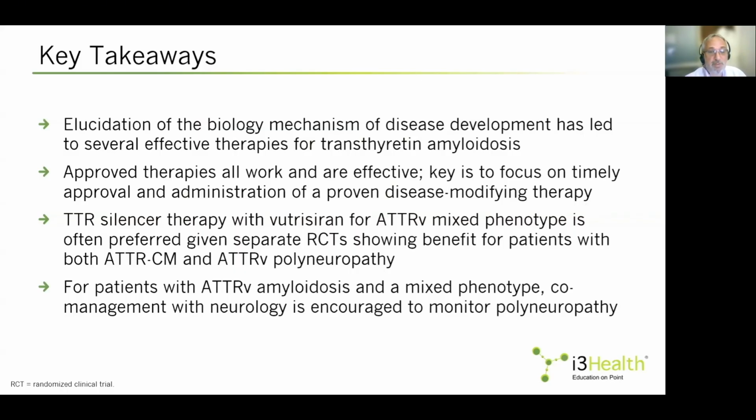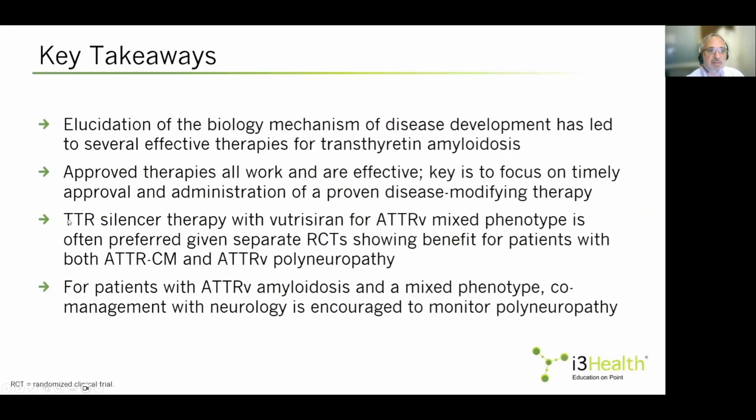All the approved therapies really are very effective, and I think the key for clinicians is not to quibble about which one, but to focus on timely identification of an affected individual, get the drug as fast as you can, and administer it, because they all work very well and they're effective disease-modifying therapy.